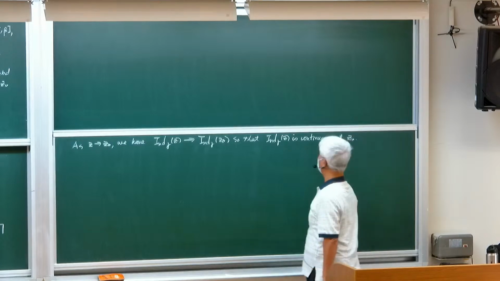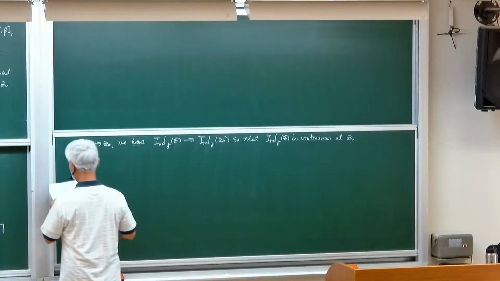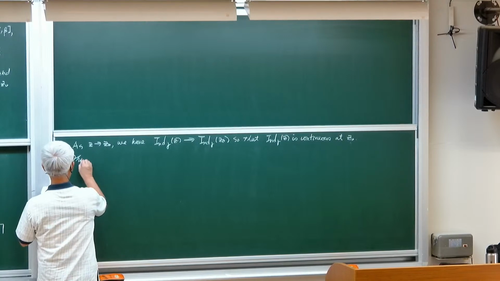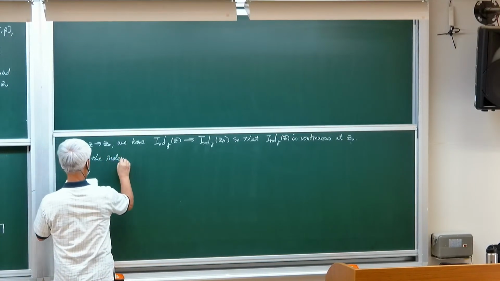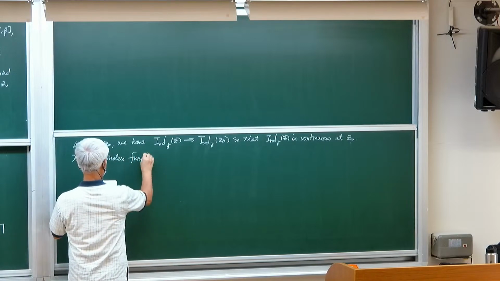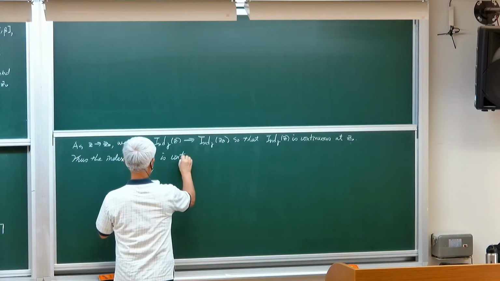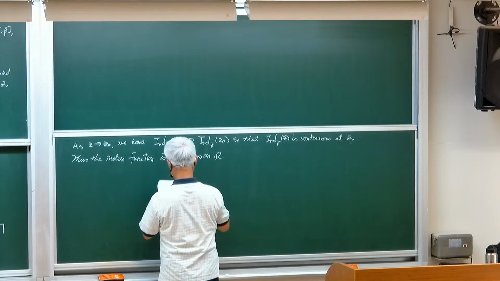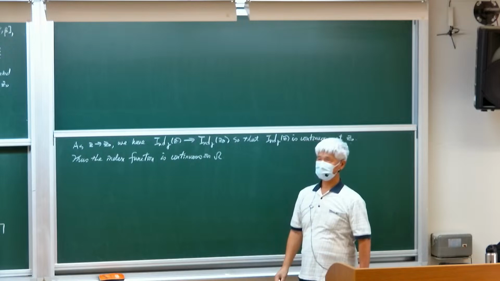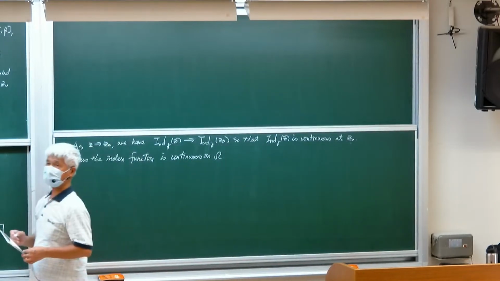All right, and the z0 is any point we select in omega. So the conclusion is that the index function is continuous on omega. Okay. Any questions?